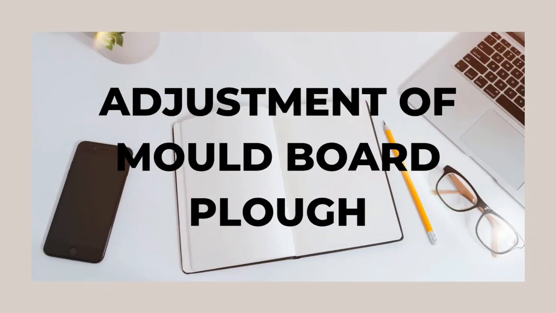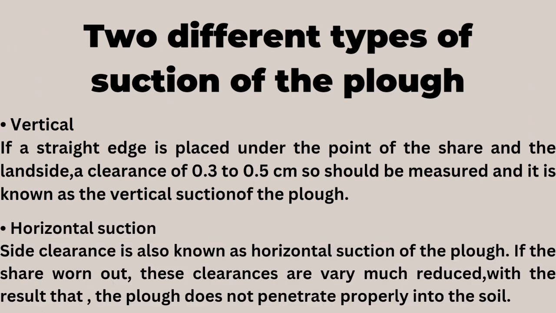Adjustment of moldboard plow. Two different types of suction of the plow. Vertical suction. If a straight edge is placed under the point of the share and the landside, a clearance of 0.3 to 0.5 centimeters should be measured, and it is known as the vertical suction.